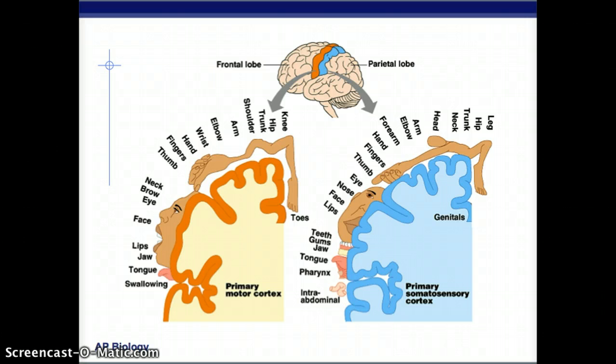So here's an image of the different things it controls. So here's part of our lobe in here. So you've got the primary motor cortex, swallowing, the tongue, jaw, lips, face, eyebrow, neck. So it kind of goes on and stretches its way out. And then here we've got things like the tongue, the gums, the jaw, thumb. So this is what it looks like in these two little sections here.